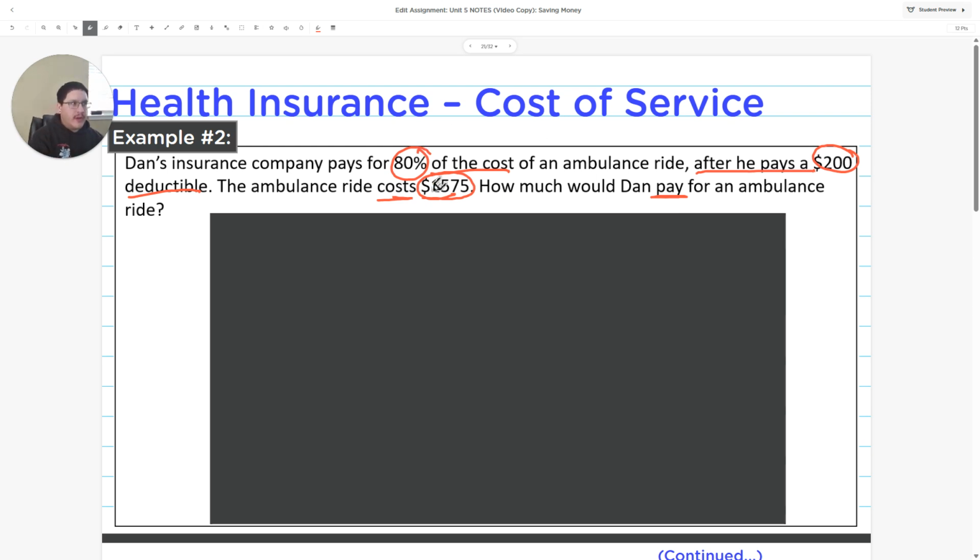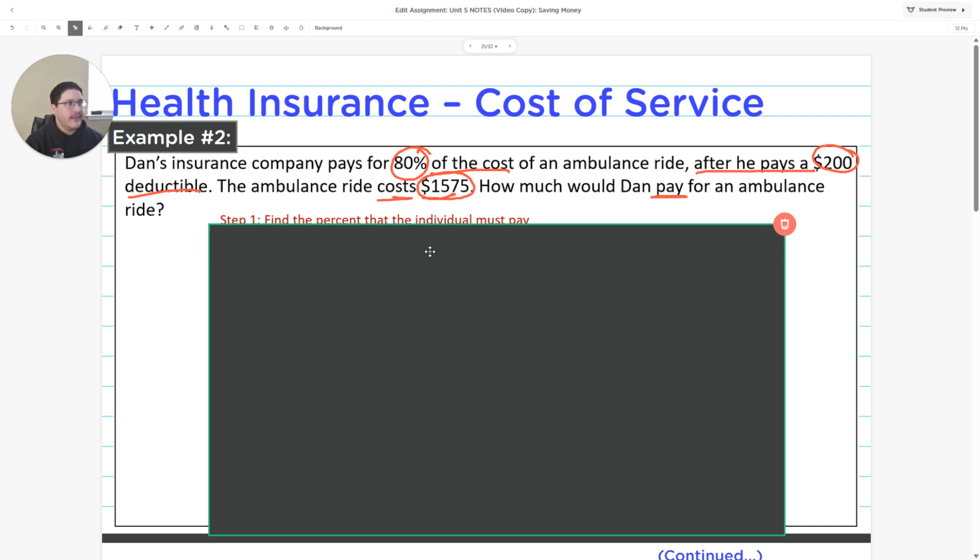We know that 80% of the cost of the ambulance ride is what the insurance will pay, which means Dan will cover 20% of it. But it's only after he pays $200, and then he will cover the rest. So the ambulance ride costs $1,575, and then let's figure out what he will do. So what's our first step in this case?